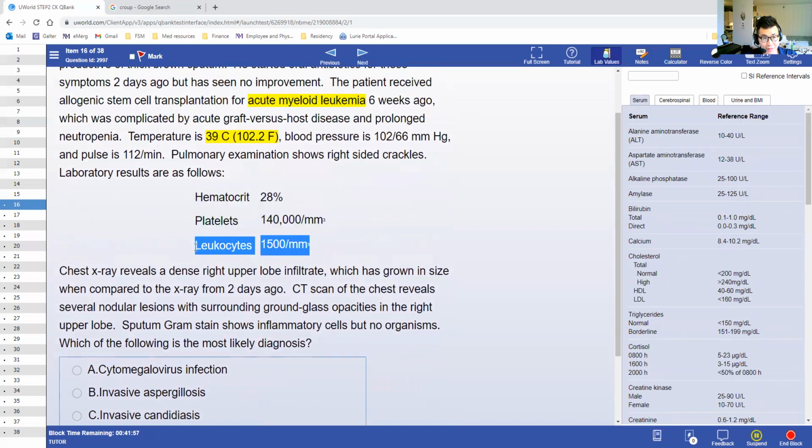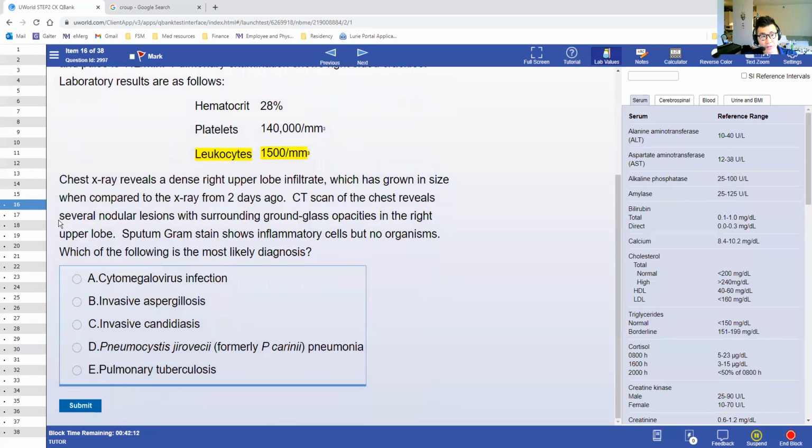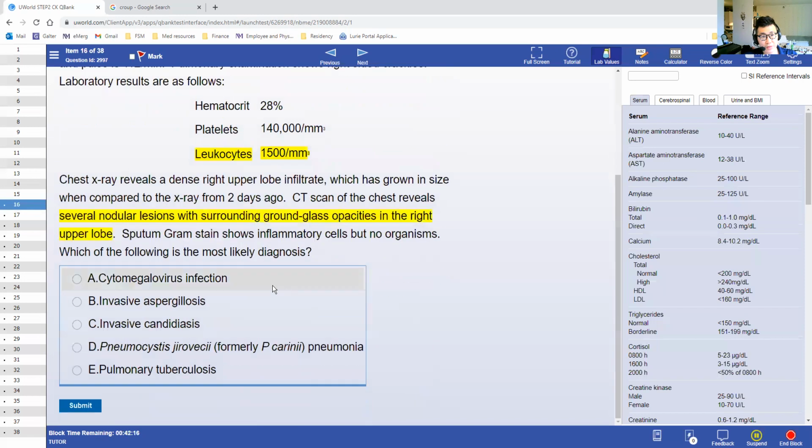Yeah, these leukocytes are pretty bad. Yeah, hematocrit's also pretty bad. Right upper lobe infiltrate, several nodular lesions with surrounding ground glass opacities in the right upper lobe, shows inflammatory cells but no organisms. All right, that's interesting. Which of the following is the most likely diagnosis?